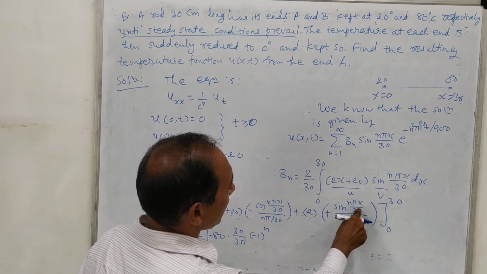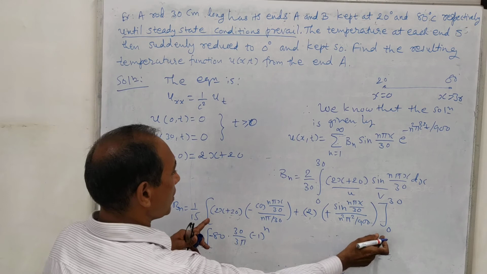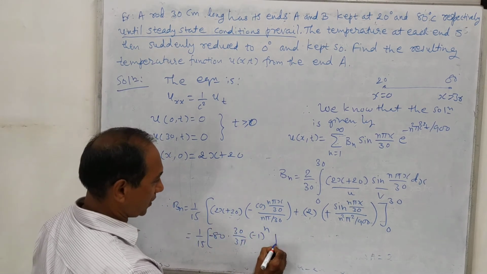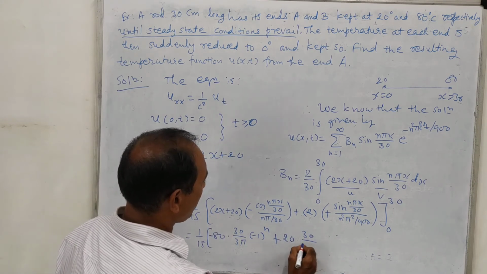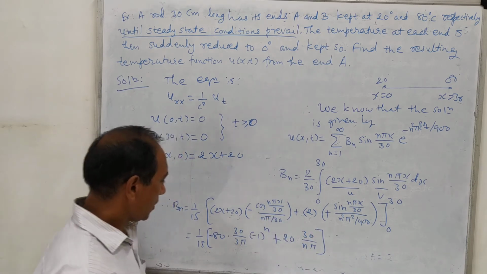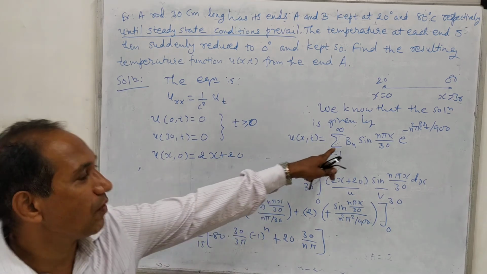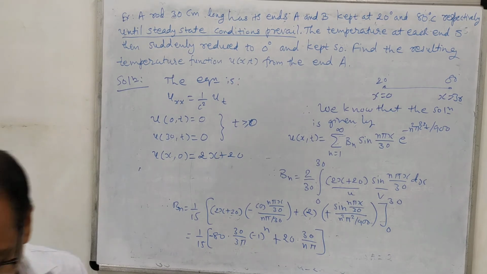So if we put 30 here, it will become sin n pi, but sin n pi is 0. Then we take the lower limit 0. Then 1 minus sign will come. Here one more minus sign is there, so it will become plus. X is 0, so it is 20 into 30 upon n pi due to this. And cos 0 is 1. So it is Bn. You can simplify this one yourself and then put its value over here. You will get the final solution with simple steps. So you can get 7 marks over here again. Okay?